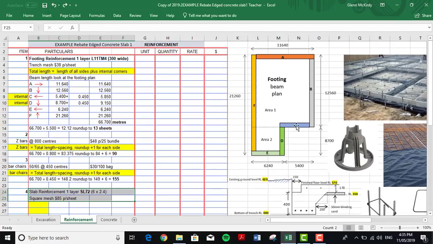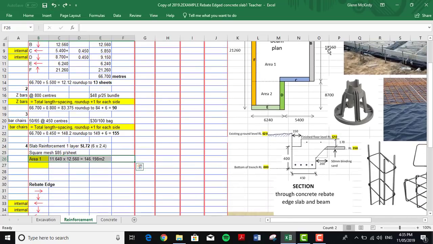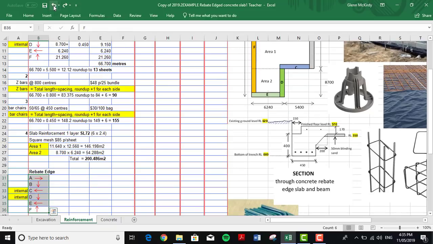So if we look here, we've got two areas, area 1 and area 2. Okay, so area 1 is 11.64 by 12.56, gives us a total of 146.198 meters squared. Area 2 is 8.7 by 6.24. Okay, that gives us an area of 54.288 square meters. When we add them together, we've got a total area of 200.486 square meters.